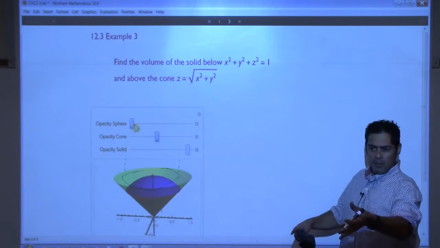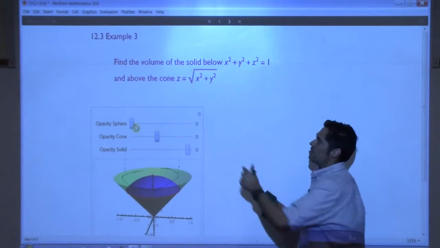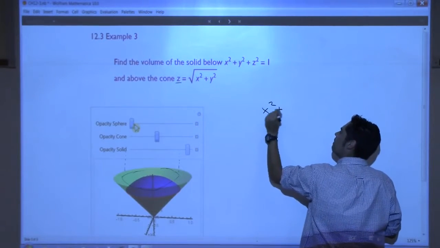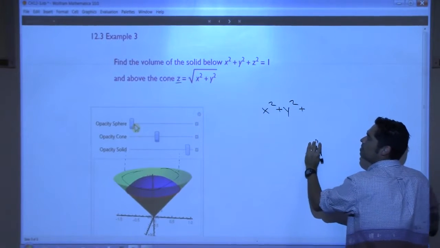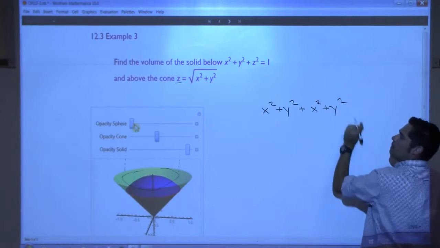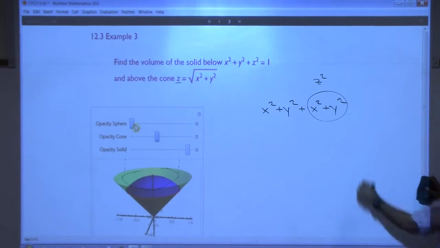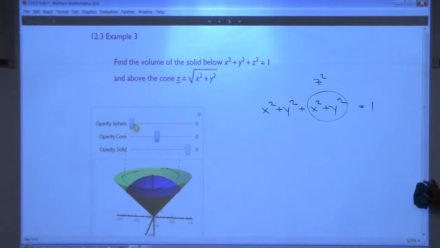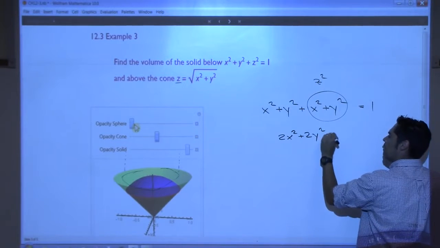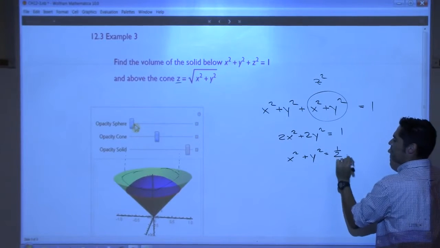Set them equal to each other would work, but we would have to solve them both for z, and then set them equal, right? Or you can just say, hey, look, to live on the cone, z must be this, right? So just rewrite that sphere equation, and square z. This right here is z squared, isn't it? And then equals 1. So you get 2x squared plus 2y squared equals 1. And that means x squared plus y squared equals 1/2.